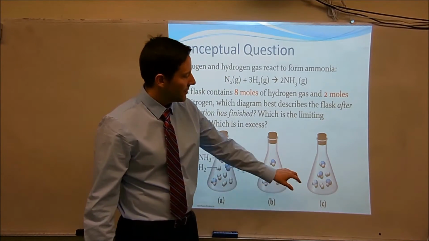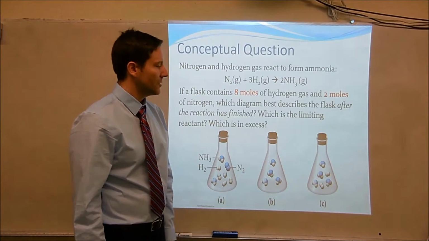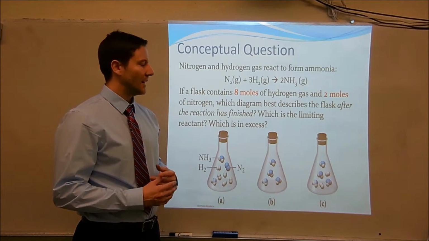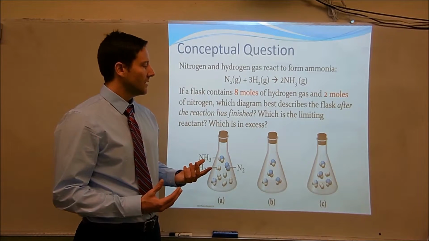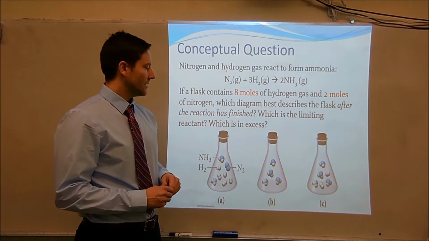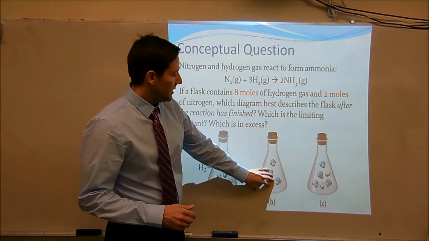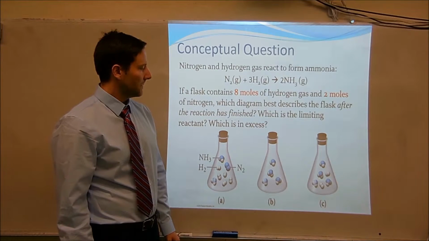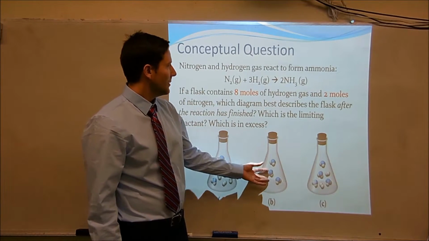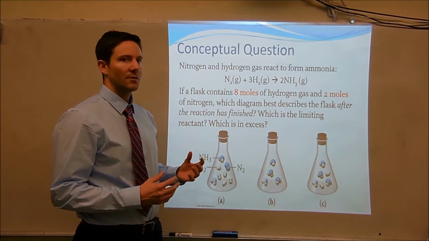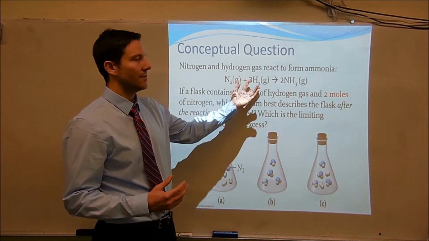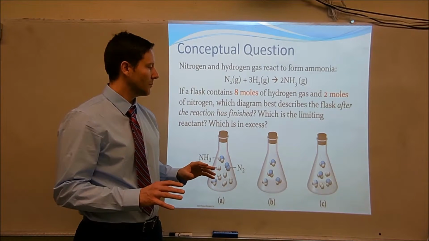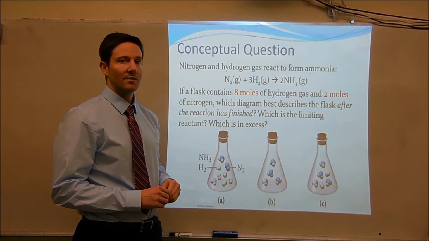That tells you that there are some unreacted hydrogen molecules there. Hydrogen is present in excess. It didn't have enough nitrogen to react. Nitrogen is then the limiting reactant. In flask B, you see there's only ammonia molecules there. This would only be the case if you had the exact right proportion of each of the reactants so that when the reaction was complete, there would be no excess reactant remaining.